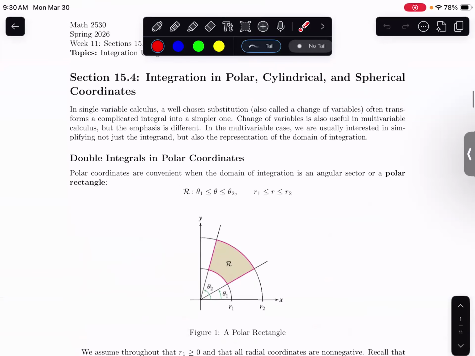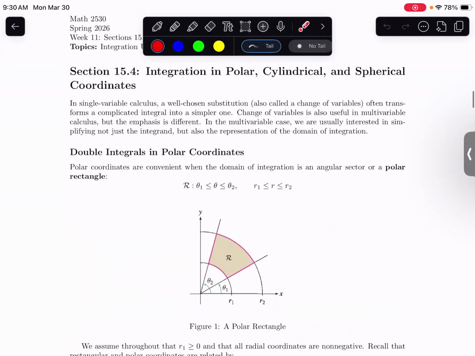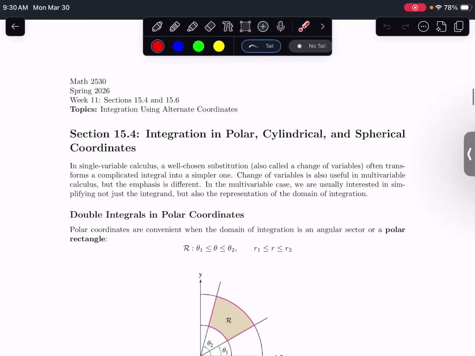So we're finally going to, I guess this is the main reason why I started talking about polar coordinates, cylindrical coordinates, and spherical coordinates earlier in the semester. It's going to make integration over specific regions a lot easier. Again, when you think about polar coordinates, you should be thinking of a circle or something circular, or it could be an oval or something like that.